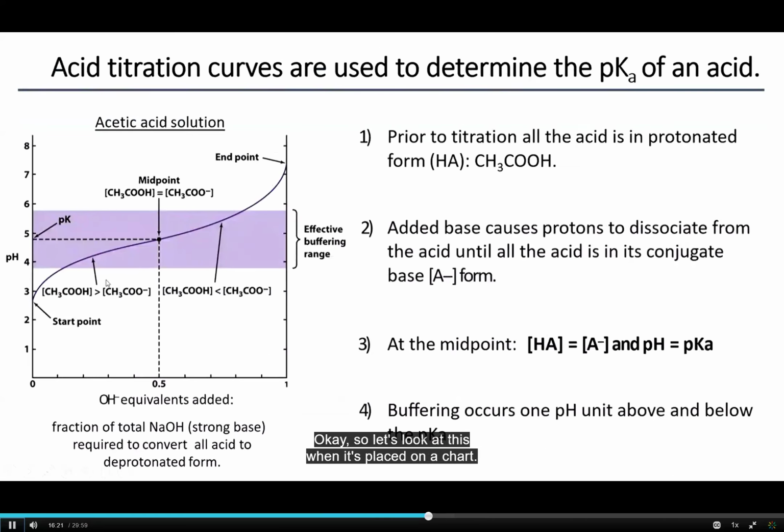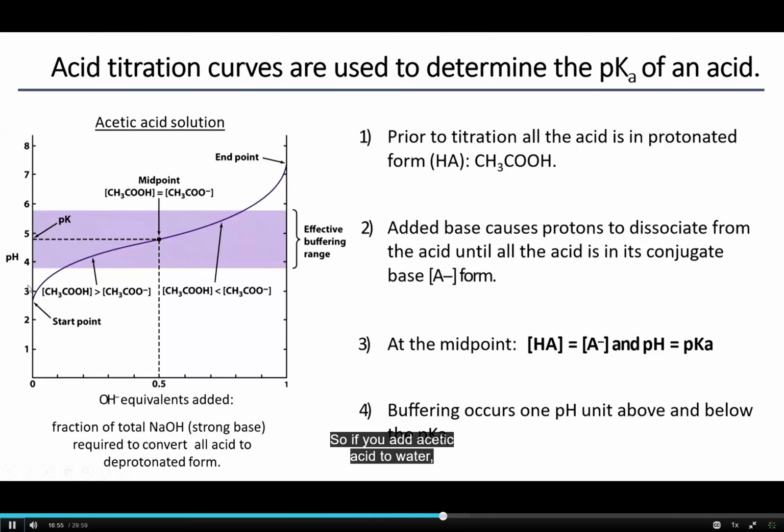Okay, so let's look at this when it's placed on a chart. Here we're talking about acetic acid, which is a weak acid. It does not completely ionize when you put it into water. So depending on the pH of the surrounding solution, this molecule will either hang on to its proton or lose its proton. Let's start all the way down at the bottom at the lowest pH and work our way through this titration curve to see what happens to this molecule as pH changes.